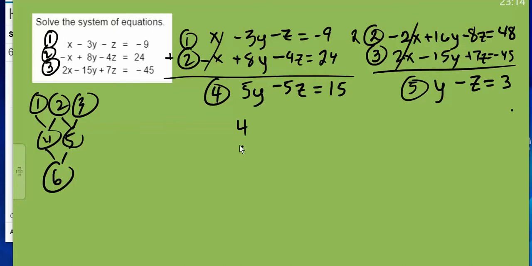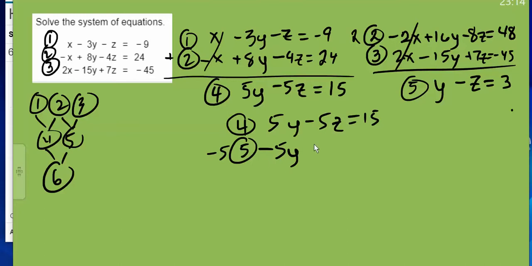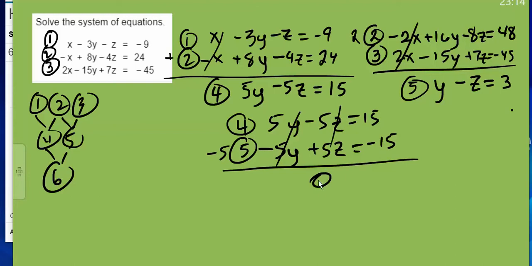So if I take 4 and 5 and multiply 5 by negative 5 to get rid of the y, so we get negative 5y, positive 5z equals negative 15, and you can see everything cancels, so we get 0 equals 0. Now this is always true, so that says there's dependence in this system, and we're going to have an infinite number of solutions in this case because that's true.